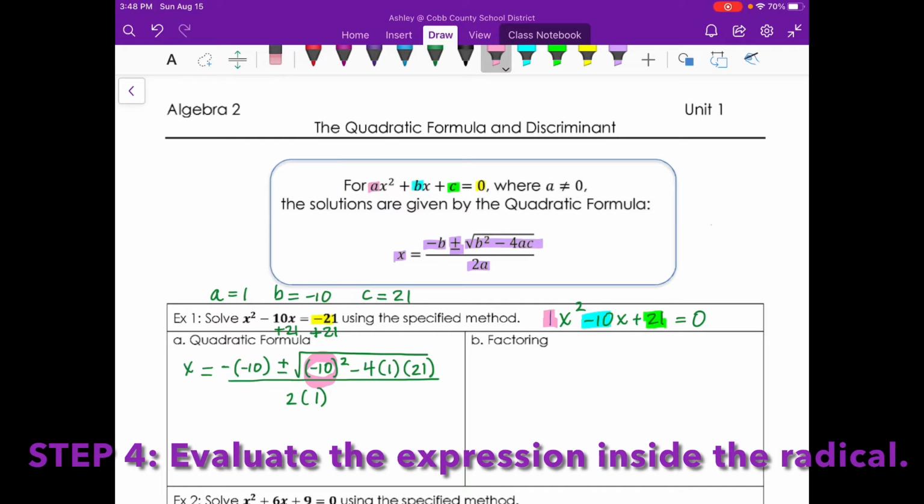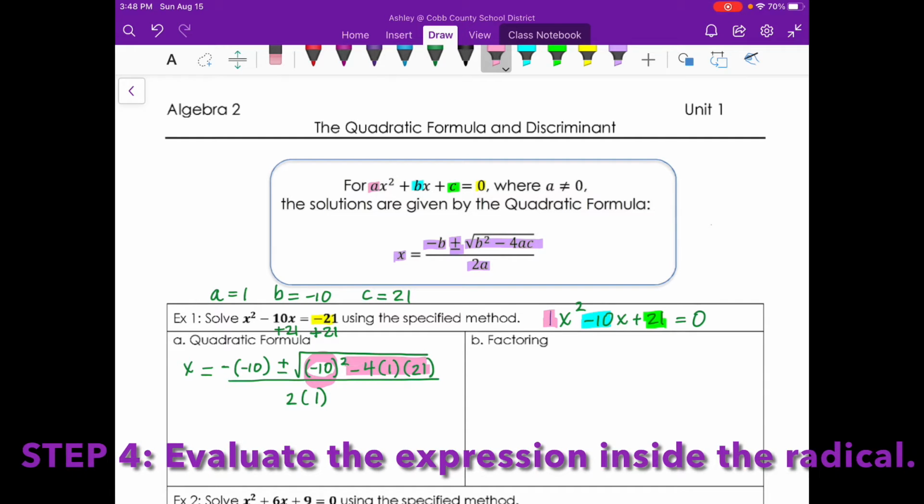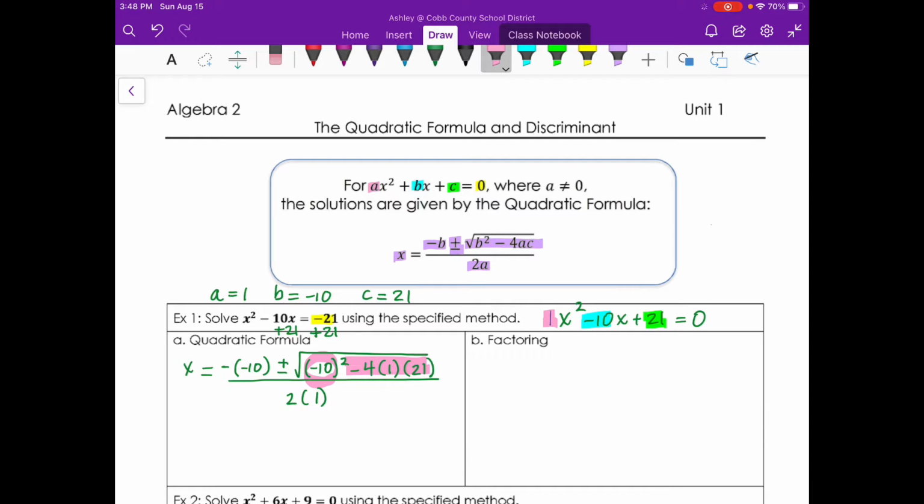Now we're going to simplify, and the first thing we want to do when we simplify is square that b term and find out what is underneath the radical. This is called the discriminant. So we want to find that number, but don't put the radical itself into your calculator. Just evaluate the numbers inside the radical. So 10 squared is 100, and 100 minus 4 times 1 times 21 should give me 16. So inside the radical, I have 16.